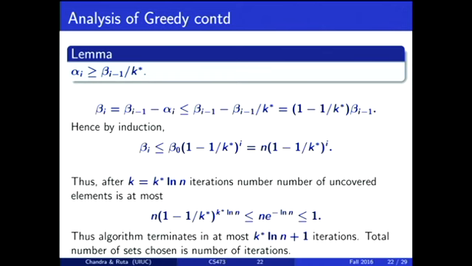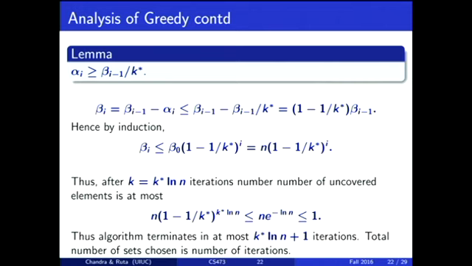So either the algorithm terminates before that, or we can argue that after k star log n sets, it has only one element left, and clearly in each iteration it will pick at least one more element. So my claim is that the algorithm will terminate with k star log n plus 1 sets. What does that mean? That means my greedy algorithm does not pay more than optimum times log n. But see, here we're not getting a constant factor. I'm only able to guarantee that if n is big, my ratio is getting worse and worse. As n becomes bigger, my approximation ratio is not staying fixed.